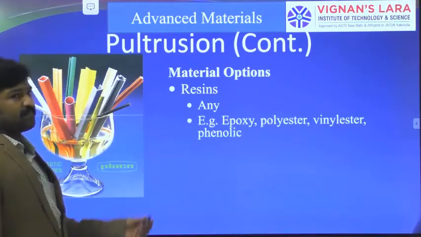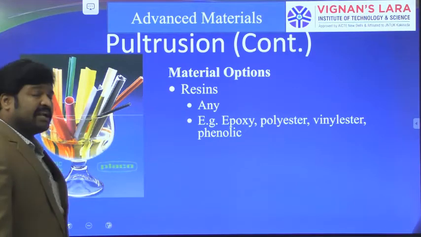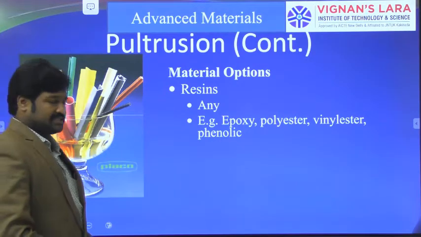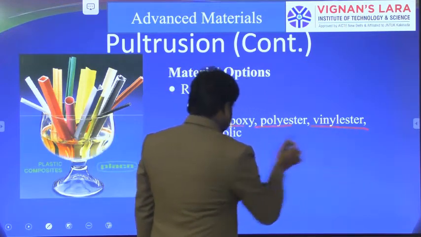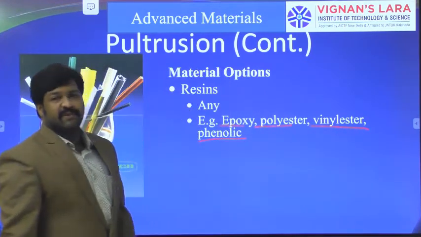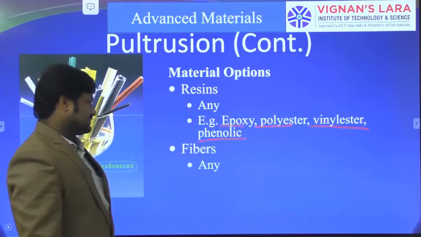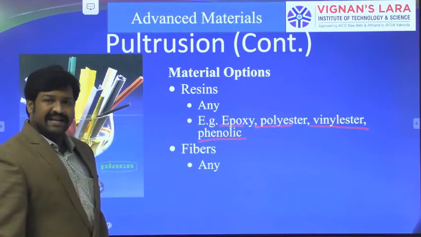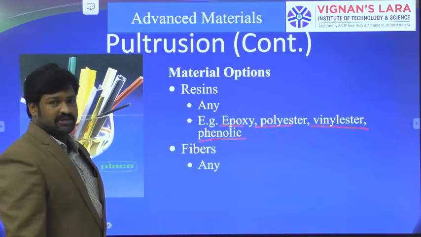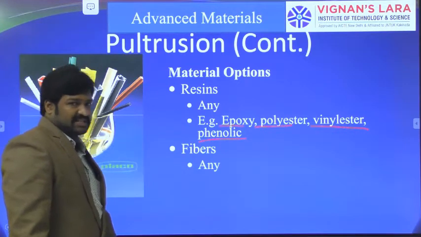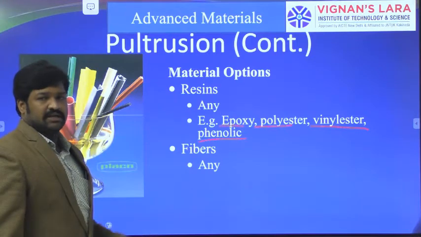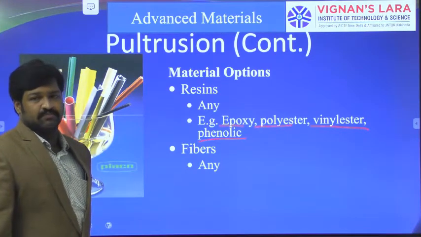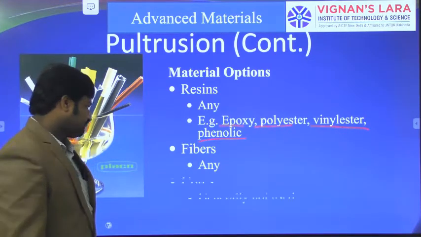Next, material options. Resins: any type of resin can be used in this process. Examples are epoxy, polyester, vinyl ester, and phenolics. Fibers: any type of fibers can be used in this process, like glass fibers, Kevlar, and carbon fibers, and different orientations and different GSM can be used.